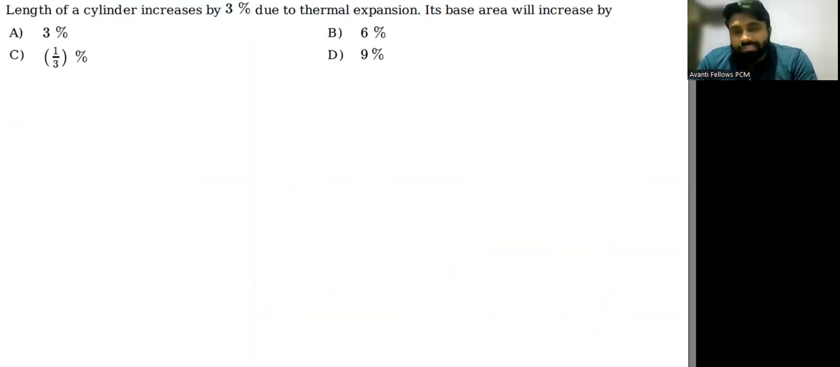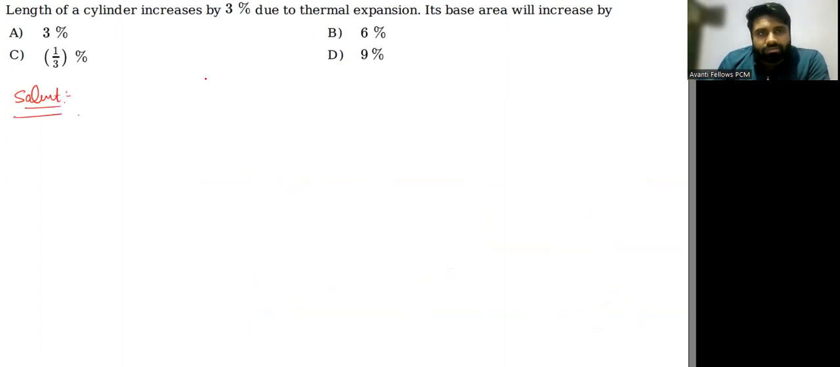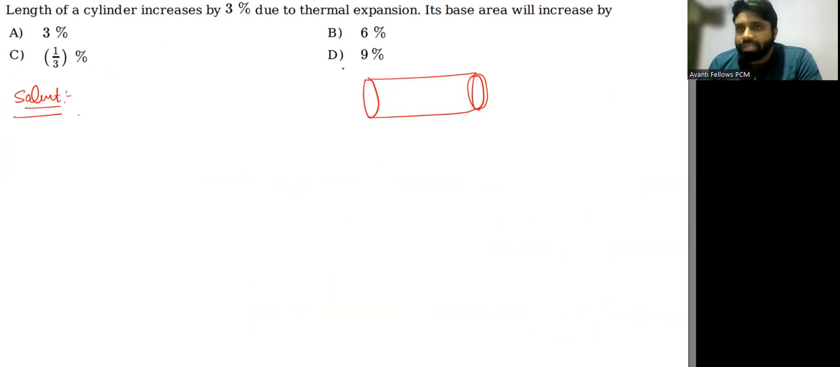The last question of this session: the length of a cylinder increased by 3% due to thermal expansion. Its base area will be increased by? Now, in this question, a cylinder is given to you whose length has been increased by 3% due to thermal expansion.